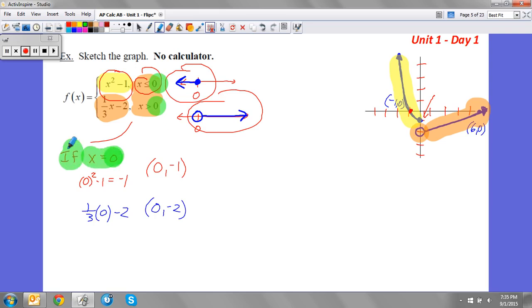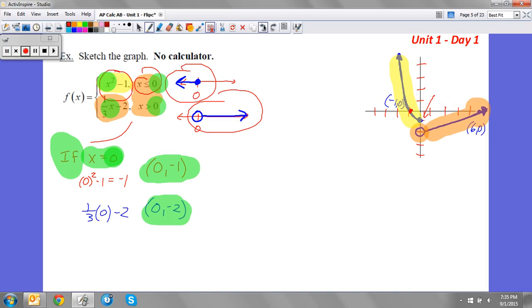So let's say if x equaled 0, what would happen? If I put 0 here, essentially I get a point that is 0, negative 1. If I put 0 here, I'm going to get a point that is 0, negative 2. Those are basically my accurate points so that on the graph, I'll know exactly where they're at. Because if I don't do this, I don't know whether these two would actually intersect. I don't know whether they're actually going to come from the same point.